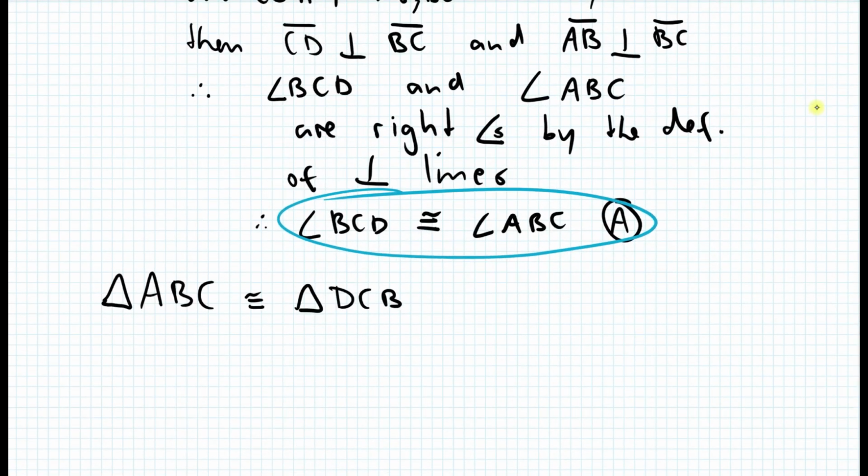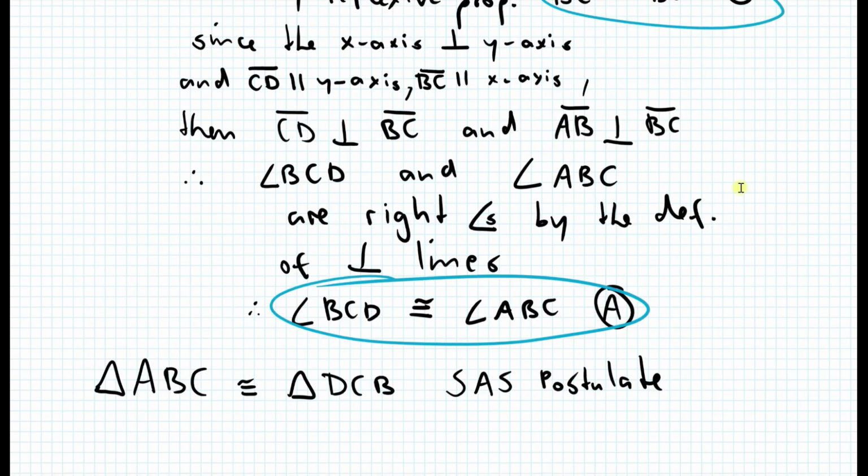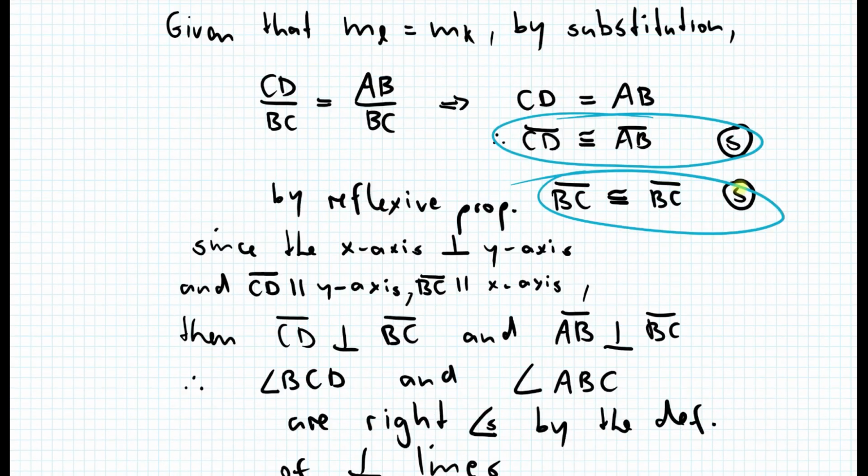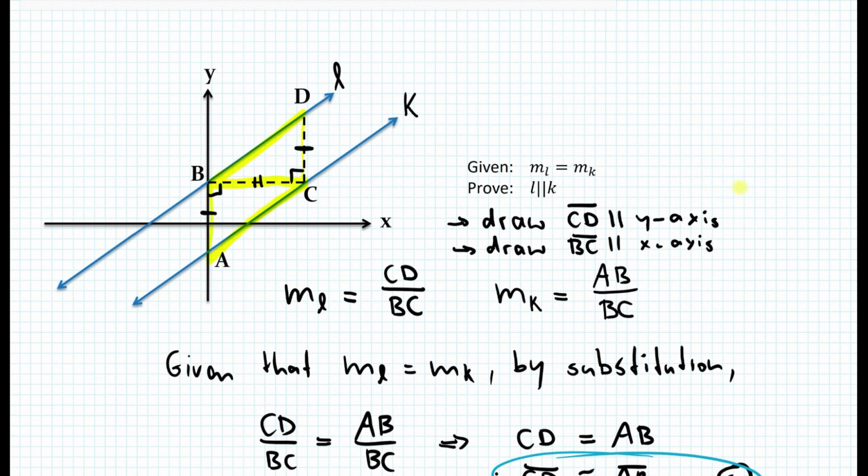DCB, okay? And the reason is what? The reason is the SAS postulate. Okay, so now that we have established that the two triangles are congruent, what can we say about the angles or the corresponding parts? Well, they also must be congruent.